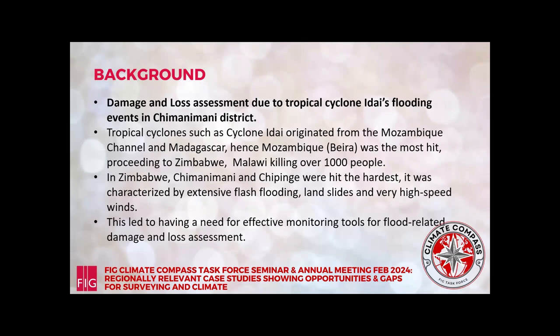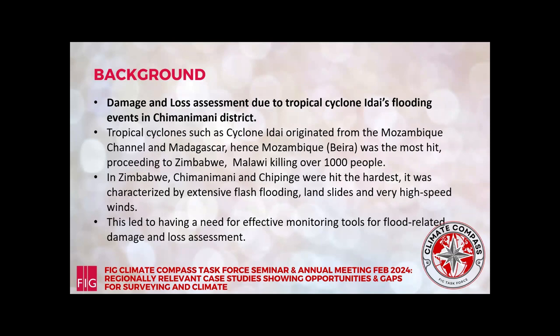So, as a background, the topic of the article was damage and loss assessment due to tropical cyclone Idai's flooding event in Chimanimani district. Tropical cyclones such as Cyclone Idai originated from the Mozambique Channel near Madagascar. Hence, the Mozambique Bay area was the most hit, and it proceeded to Zimbabwe and Malawi. In total, it killed over 1,000 people.